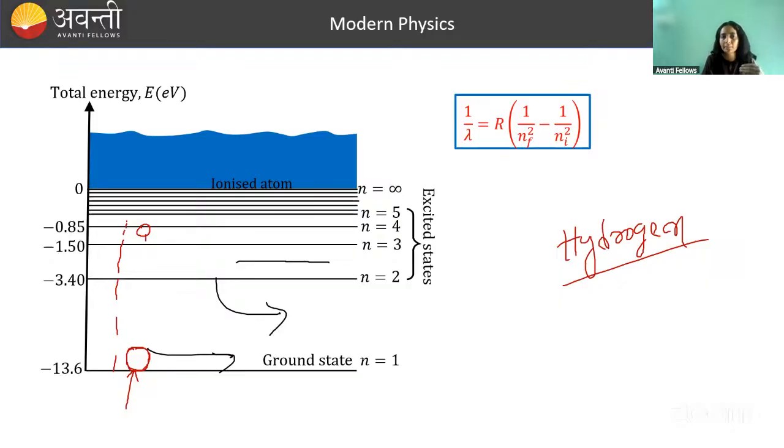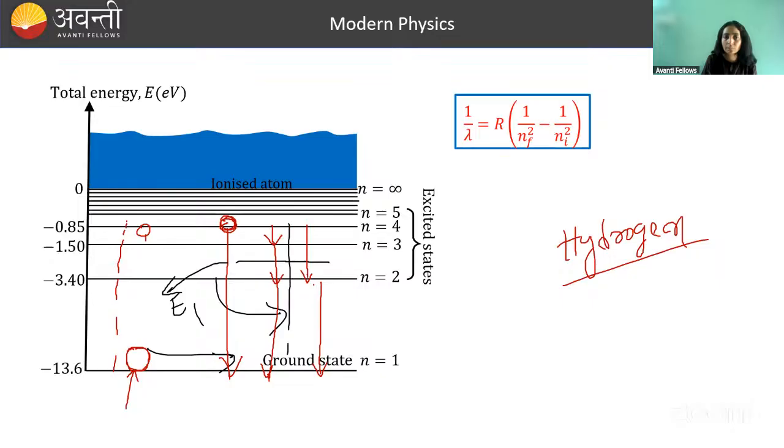Suppose karlo, it has got excited to n equal to 4, yani ki it's here. And what is the way of this excited atom coming back to ground state? Maybe it will directly jump to the ground state. Maybe first it will go here, and then here. Maybe first it will go here and then here. So there are different ways in which excited atom can come back to the ground state. Now, in these transitions, what is happening? Energy is getting released because it absorbed energy to reach the excited state. When it is coming back to the ground state, it will release the same energy. So here it released some energy.